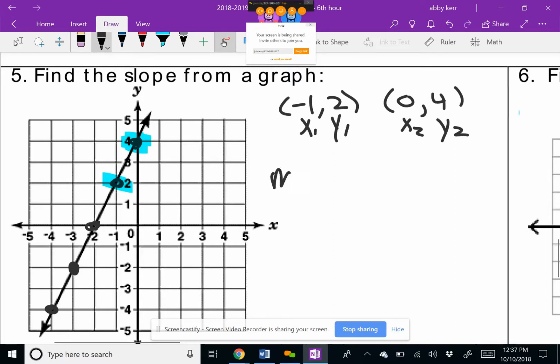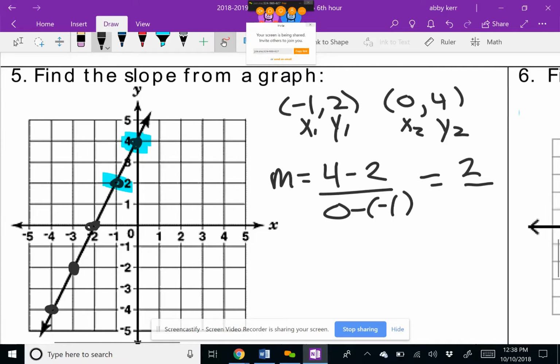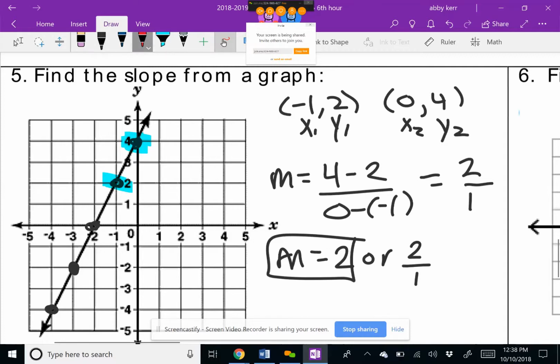So then you can do the slope formula, 4 minus 2 over 0 minus, be careful, it's a negative 1. So make sure you wrap it up in parentheses. 4 minus 2 is 2. 0 minus a negative is actually a positive 1. So our slope is 2, or you can keep it as a fraction. Doesn't matter. You can check your answer by doing rise over run. So I rose 2 levels and I went right 1. So that's how you get 2 over 1. That's fine.